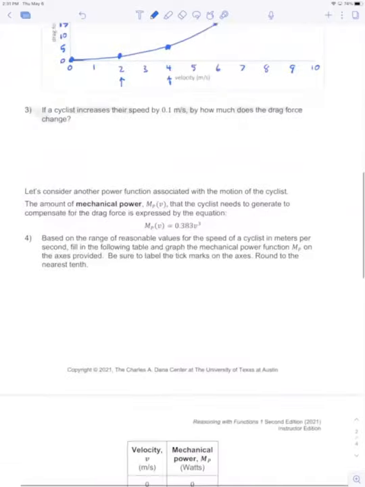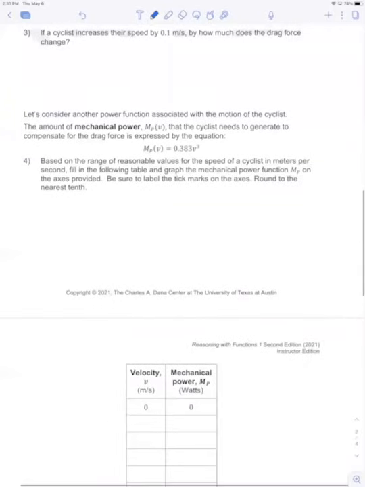Let's move on to the next question. Part number 3. It says if a cyclist increases their speed by 0.1 meters per second, by how much does the drag force change? Well, the answer is it depends on how fast the cyclist was originally traveling. Consider this. If we take maybe half a meter per second, so d of 0.5, and then we take d of 0.6, and we figure out what these numbers are.